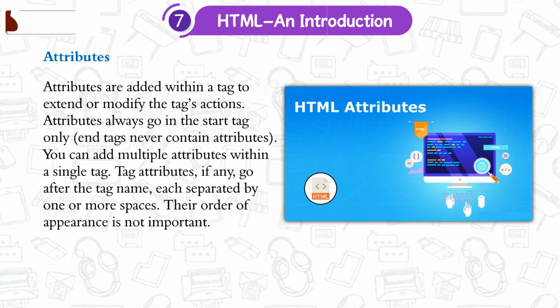Attributes. Attributes are added within a tag to extend or modify the tag's action. Attributes always go in the start tag only. End tags never contain attributes. You can add multiple attributes within a single tag. Tag attributes, if any, go after the tag name, each separated by one or more spaces. Their order of appearance is not important.